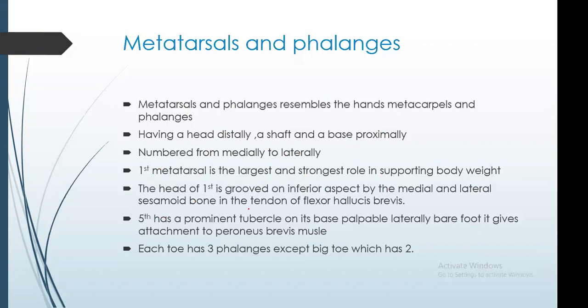The head of the first is grooved on the inferior aspect. The first metatarsal head is grooved because of the medial and lateral sesamoid bones which are present in the tendon of the flexor hallucis brevis. The fifth has a prominent tubercle on its base, palpable laterally when you are barefoot. It gives attachment to the peroneus brevis muscle. Each toe has three phalanges except the big toe which has two.